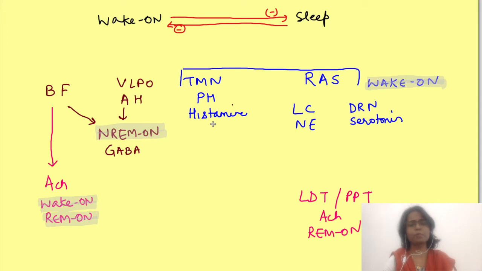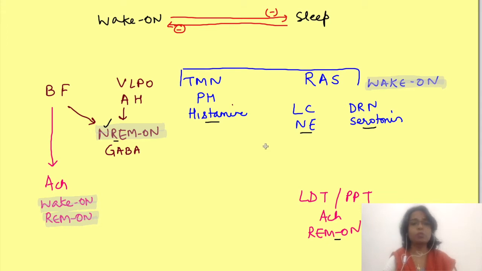So let's start from the time when we are awake. Based on the discussion till now, can you tell which neurons are active when we are awake and which are inactive? Yes, all these three wake-on neurons, that is norepinephrinergic, serotonergic and histaminergic neurons, are active. And all sleep neurons, that is NREM-on and REM-on neurons, are inactive. And by similar logic, we can tell that to fall asleep, that is to enter NREM sleep, NREM-on neurons should become active and the wake-on neurons should be inhibited, isn't it?